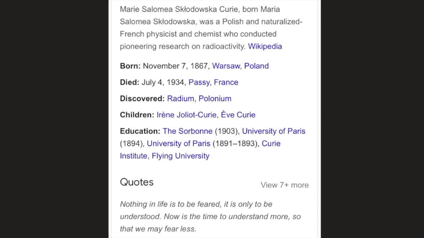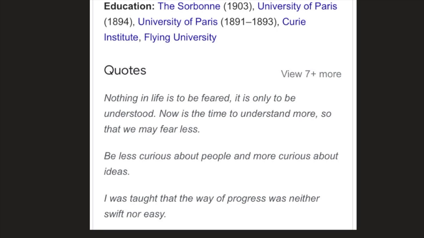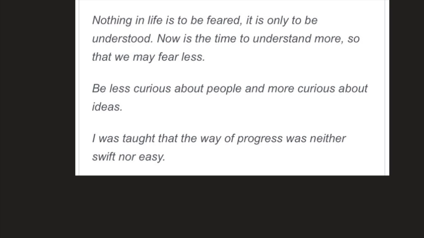Her children are presented here, and her education is the Sorbonne in 1903, University of Paris, 1894, University of Paris, 1891 and 1893, and Curie Institute and Flying University. Her quotes are, "Nothing in life is to be feared, it is only to be understood. Now is the time to understand more, so that we may fear less." Another quote is, "Be less curious about people and more curious about ideas." Her other quote is, "I was taught that the way of progress was neither swift nor easy."